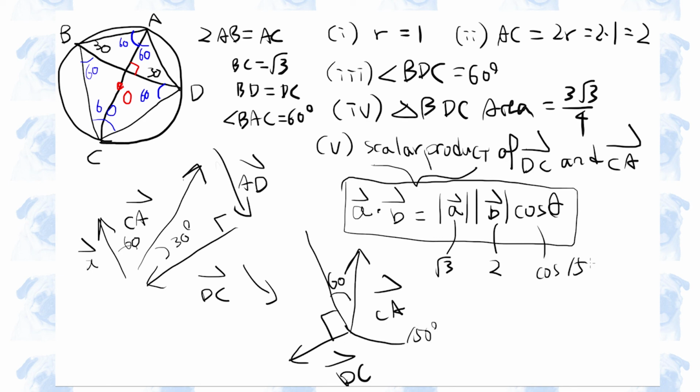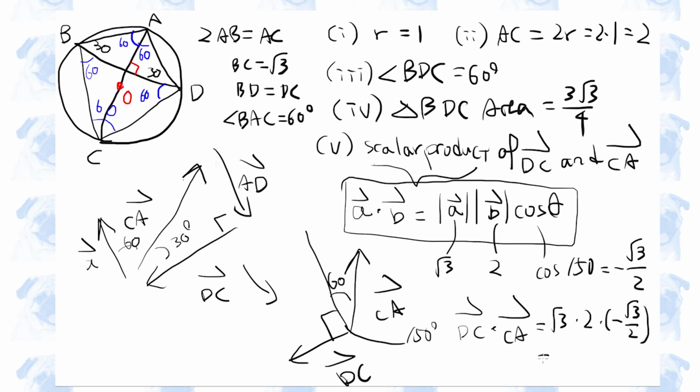So what is cosine 150 degrees? Cosine 150 degrees is minus root 3 over 2. So the scalar product of vector DC and vector CA is root 3 times 2 times minus root 3 over 2, which is minus 3. And this is the answer.